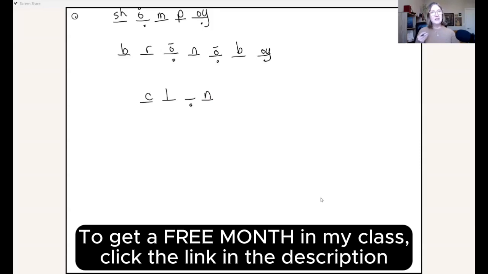I just wanted to give you an example of hearing the oi sound in the middle versus the end, and those different spellings. So this is spelling oi in the middle. This is spelling oi at the end. All right, next word. Beautiful.